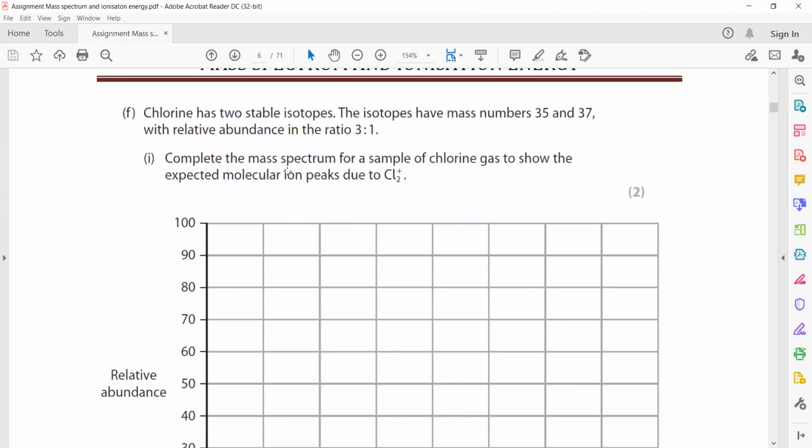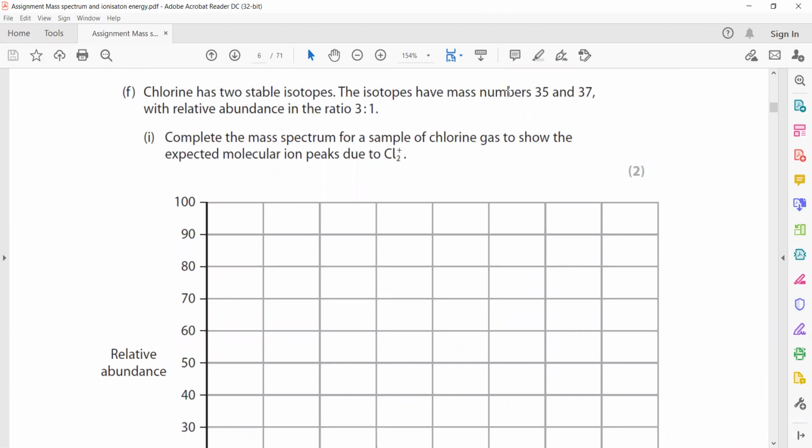Next question. Chlorine has two stable isotopes, with mass numbers 35 and 37, in a relative abundance of 3:1. So one is 3 times the other. In terms of percentage, if one is 75%, the other is 25%, which makes the ratio 3:1. Complete the mass spectrum for a sample of chlorine gas to show the expected molecular ion peaks for the chlorine molecule.